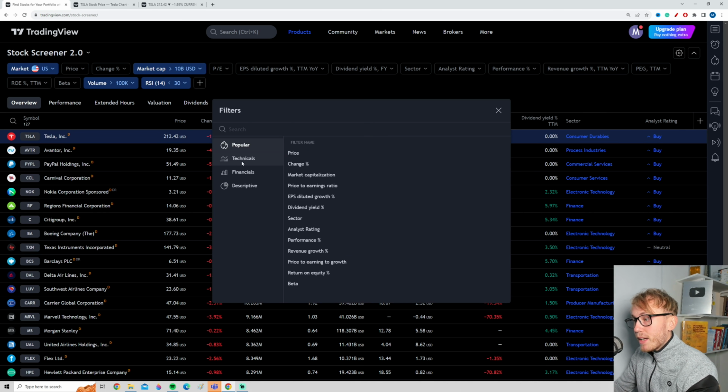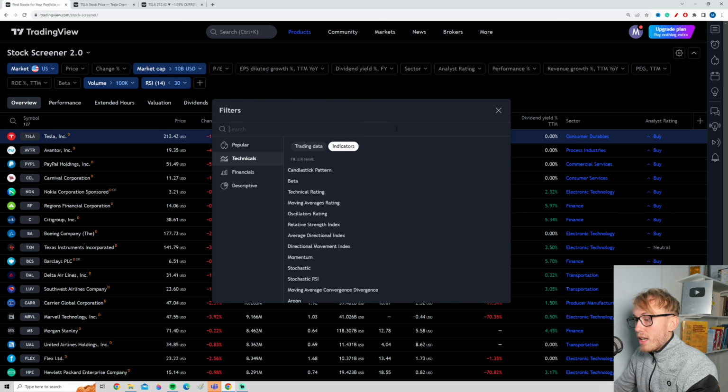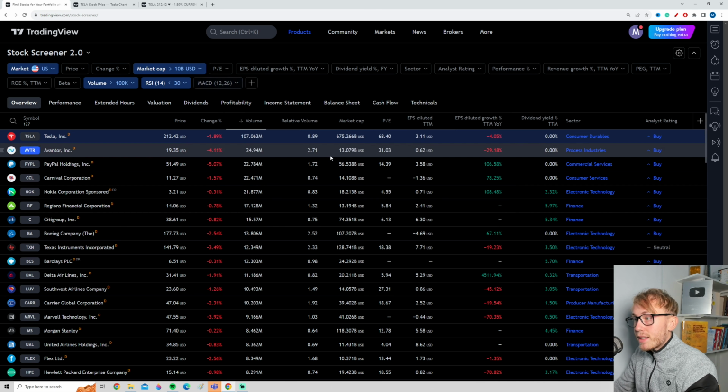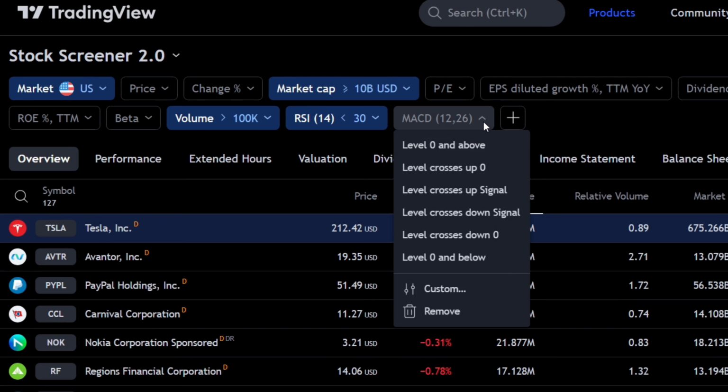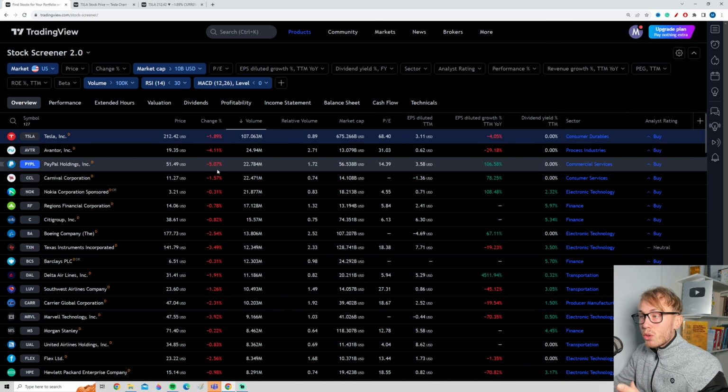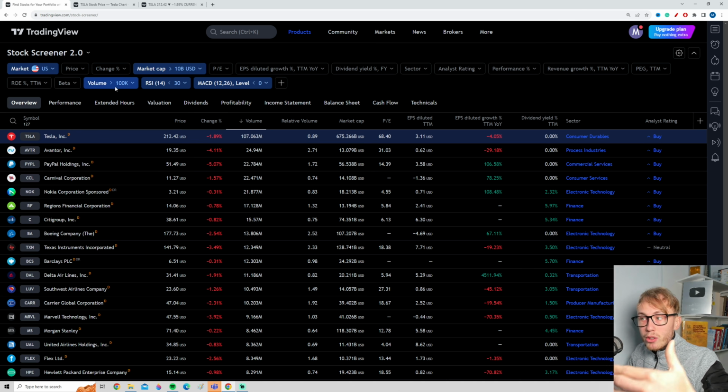So let's open up another one. We go to technicals, indicators, and let's say that we might also use the MACD indicator. So we can open up the MACD once again. You have a few different filters here. We can, for example, filter so that we only want stocks that have negative momentum on the MACD. So then we choose level 0 and below. And now we have stocks that have an RSI below 30, a negative MACD. We also have that the volume has to be 100,000 or above, and so on and so on.